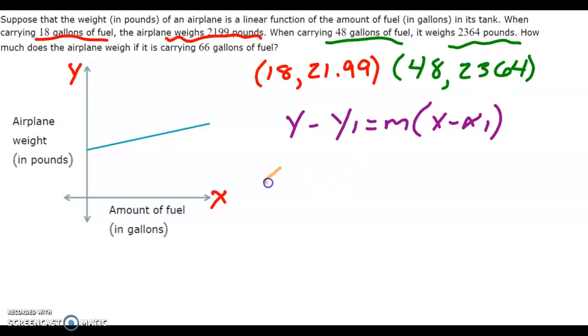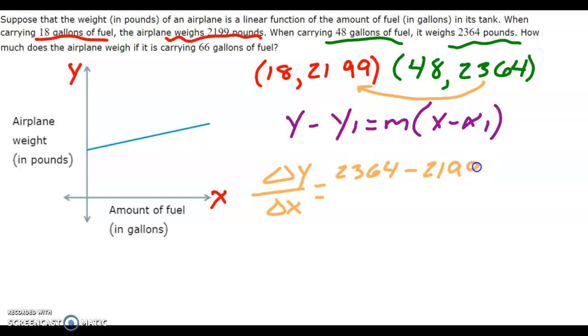So your slope is just your change in y over your change in x. So your change in y is going to be that, oops, I don't know why I had 21.99 there. So that change in y is going to be your 2364 minus 21.99 over your change in x, which is 48 minus 18.